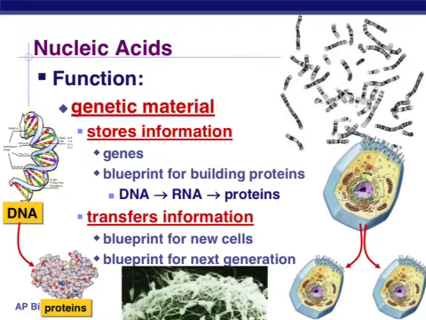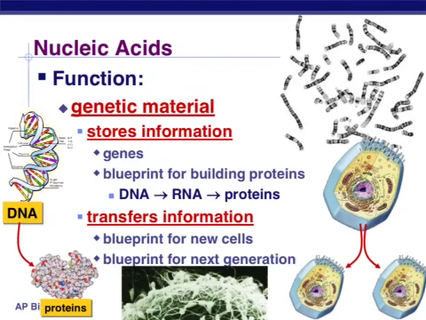So, what's the function of nucleic acids? That is where our genetic material is found, and it does two main things. It can both store this genetic material, and it can also transfer our genetic material. So, storing information and transferring information. It stores the genetic material in the form of genes. And genes are pretty much all the instructions that you need for building proteins. So all the instructions necessary for life.